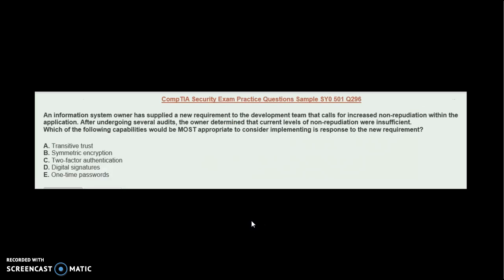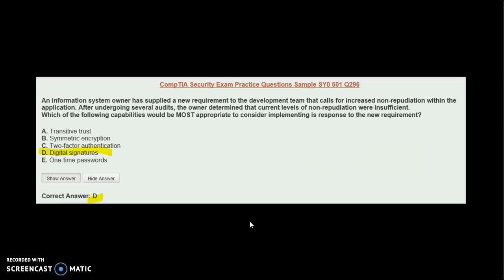An information systems owner has supplied a new requirement to the development team that calls for increased non-repudiation within the application. After undergoing several audits, the owner determined that the current levels of non-repudiation were insufficient. Which of the following capabilities would be most appropriate to consider implementing in response to this new requirement? That is digital signatures.